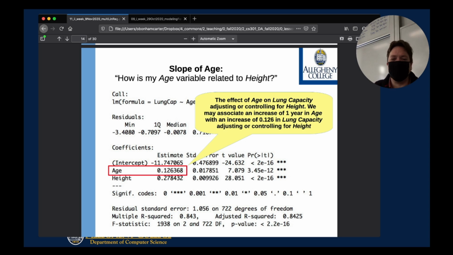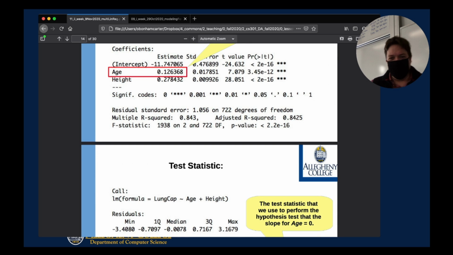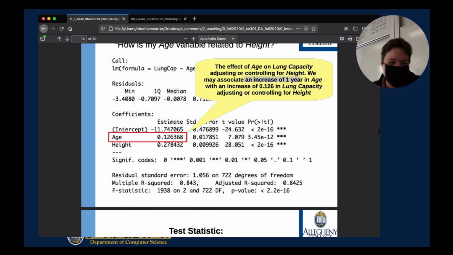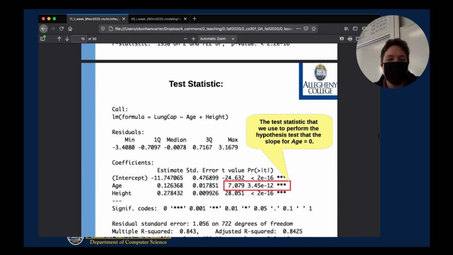And the same thing for height. Your height is influencing your lung capacity by 0.278 in terms of the height there, in terms of 1 year in age. So anyway, that's kind of interesting here. We have all this information that we didn't really know. I mean, what else can we do with this? You can do a whole bunch of things with these statistics now that you have them.